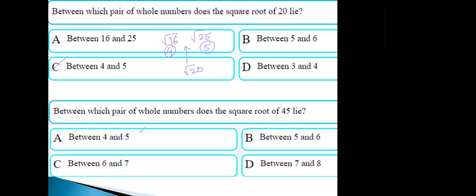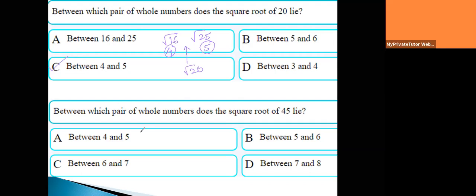So you said in between 6 and 7. Yeah, you're right. So let me explain how. Again, square root 45. And what are the two perfect square numbers before and after it? 36 and 49, isn't it? So what is square root 36? 6 and 7. So your answer is correct. Excellent.